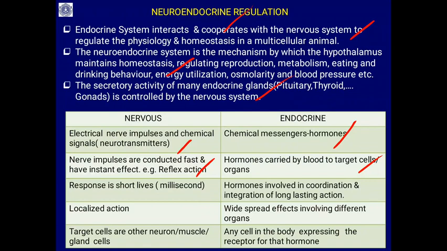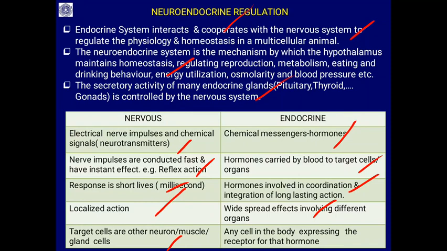Whereas hormones are carried by the blood to the target cells, it is not as fast as nerve impulse conduction. Here the response is short-lived, about a millisecond. Hormones are involved in coordination and integration of long-lasting action. Nervous action is localized, to a particular target. Endocrine action is widespread, involving different organs. In the nervous system, target cells are other neurons, muscles or gland cells.